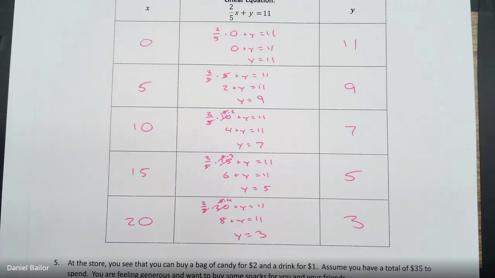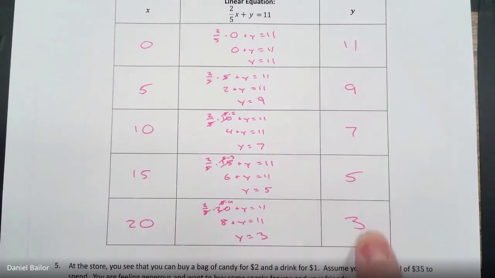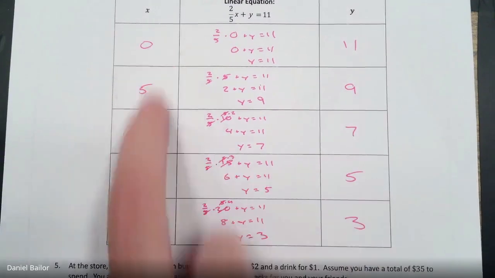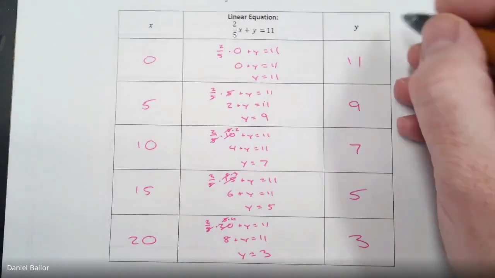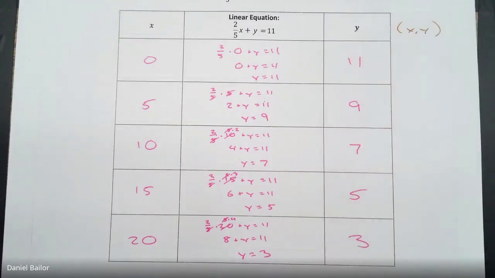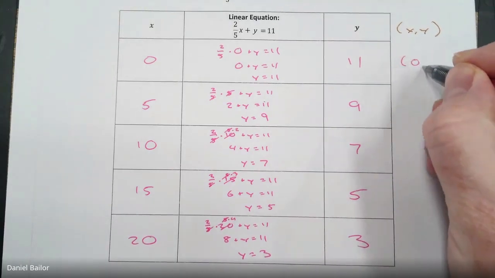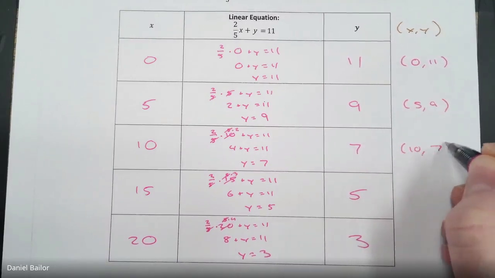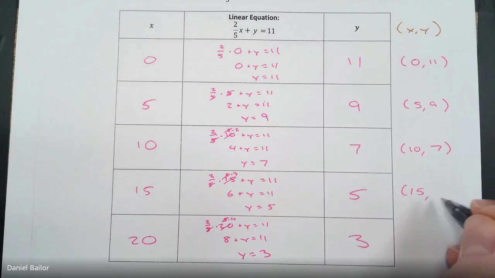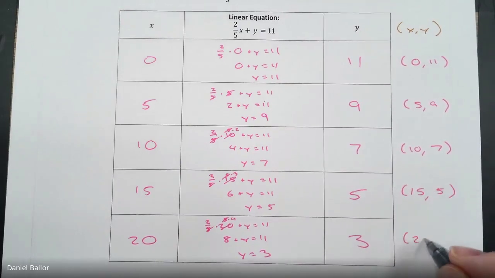See how picking the right x's gives us really easy y's to work with? That's why you need to choose the x's that make sense for the equation. Do not just pick them randomly, pick the ones that make sense. And now we write our coordinates, our ordered pairs. x equals 0 was y equals 11, x equals 5 was y equals 9, x equals 10, y equals 7, x equals 15, y equals 5, x equals 20, y equals 3. And now we have our coordinates. We are ready to graph them.